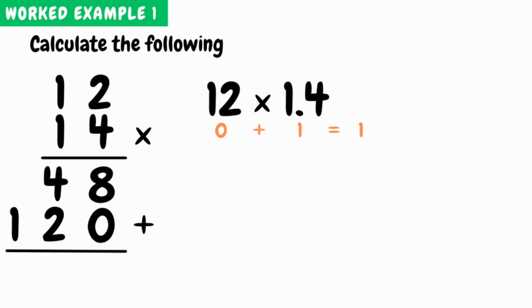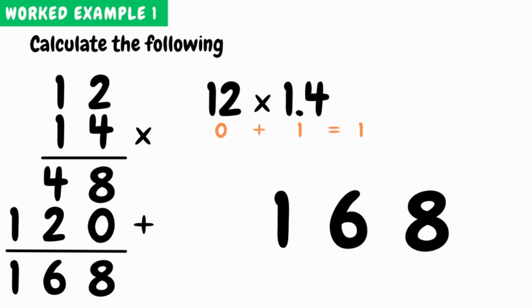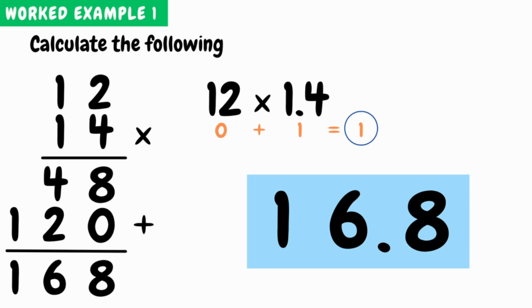Using simple column addition, we have 8 add 0, which is 8. 4 add 2, which gives us 6. And 1 all on its own, which gives us 1. I'm now going to take this 168, and this isn't our final answer. These are just the digits that are going to be in our final answer. So we know we're going to be using the digits 168, and we know from the working out we did earlier that our final answer is going to have 1 decimal place. So I'm simply going to put that between the digits now. To 1 decimal place, we would have 16.8. And that would be our final answer to 12 multiplied by 1.4.